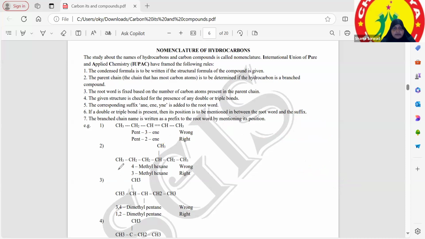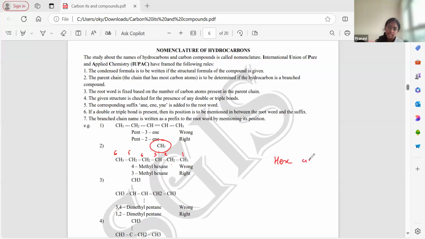See another example here: CH3, CH2, CH2, CH, CH2, CH3, and this CH has a substituent CH3. Again, numbering you need to do from the side where the branching is nearby, either where the functional group is nearby or the branching is nearby. So 1, 2, 3, 4, 5, 6: six carbons in a chain. So your parent is hexane, right? Yes, ma'am, hexane.